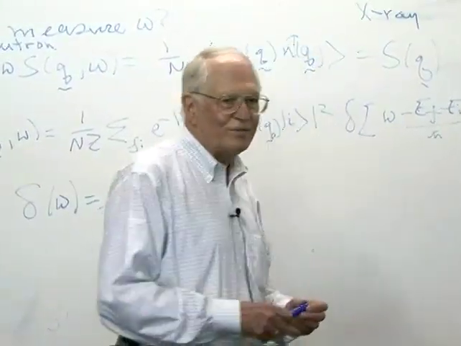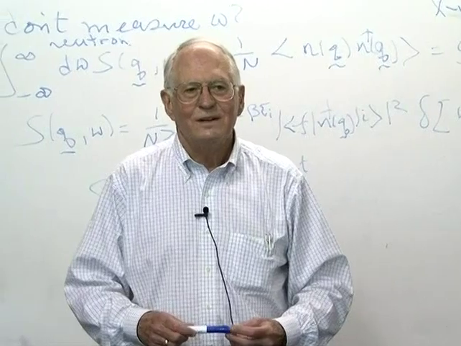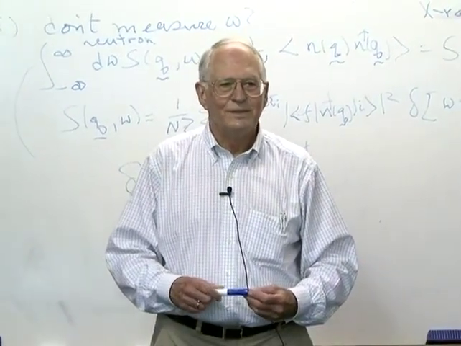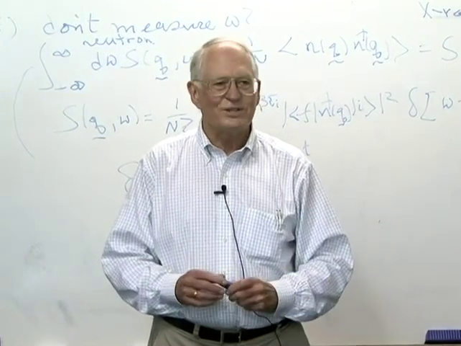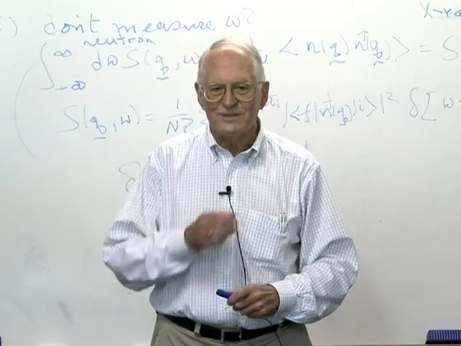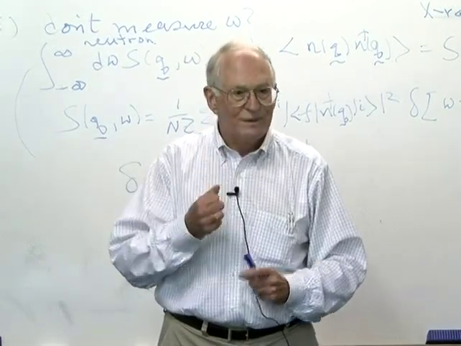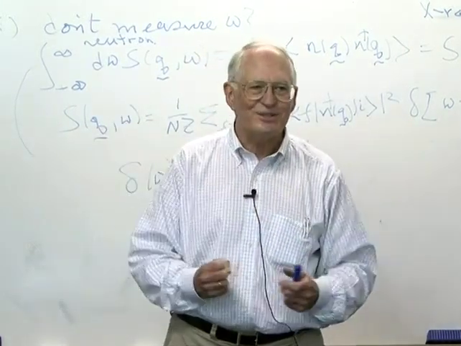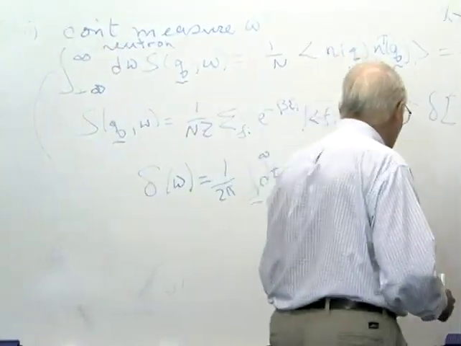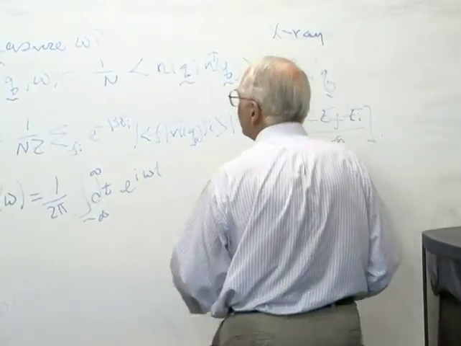This is not in Ashcroft and Mermin. Where would it be? It must be in these books of Pines and Nozières, but I didn't go back and check. If you're looking for references, I can suggest some. But these are just tricks that theorists learn over the years. And if you look at books about S of Q, books on neutron scattering, they would cover all this.